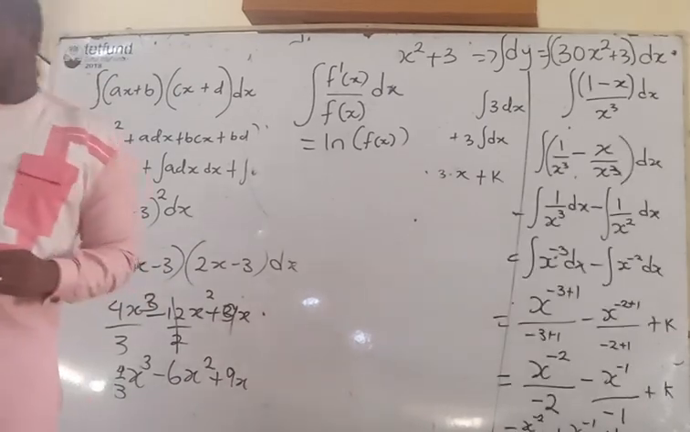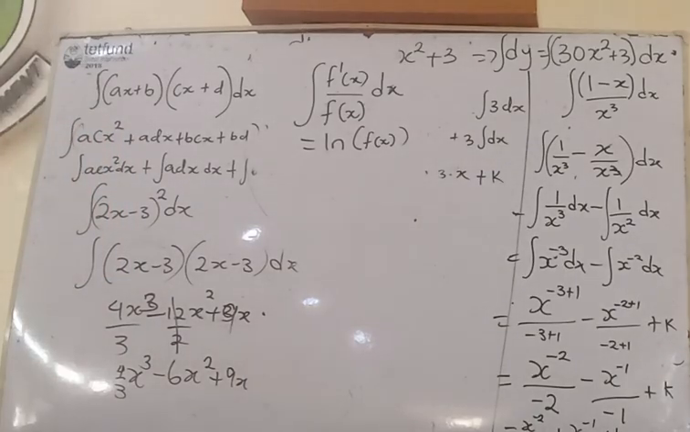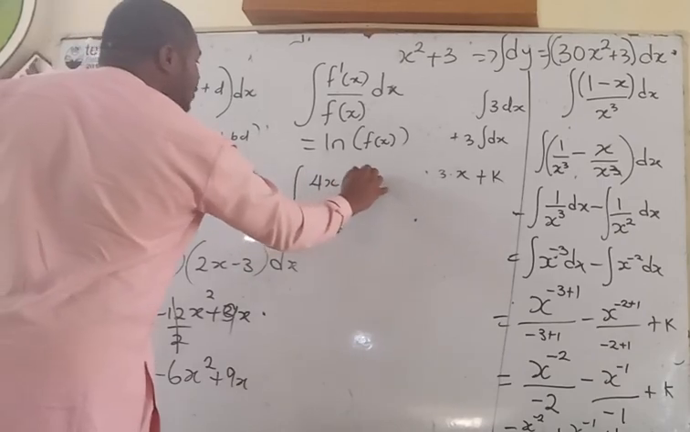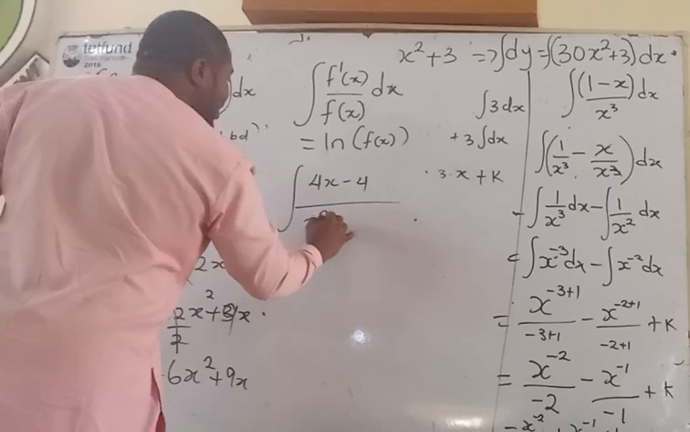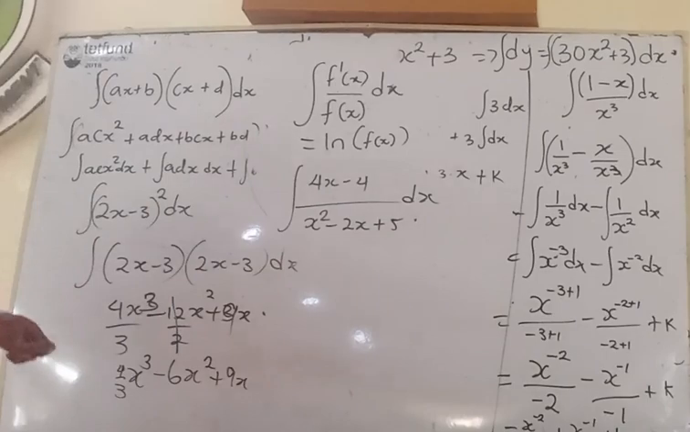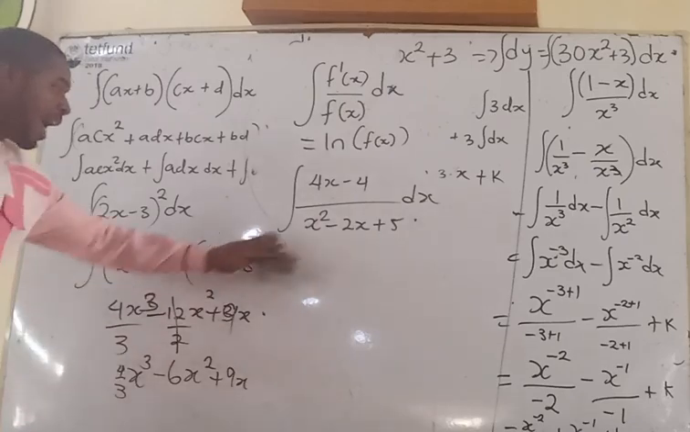So for example, integrate 4x minus 4 upon x squared minus 2x plus 5 dx. Don't call that teacher a very wicked teacher when you see this in objective. No. We are not wicked. At all. Now, what should be my answer?